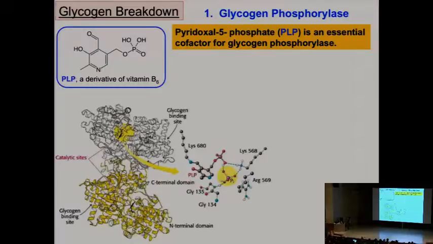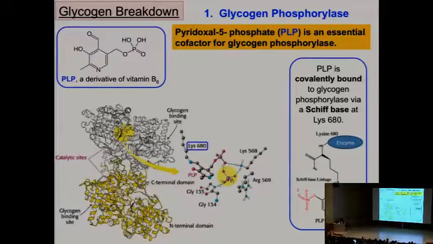Here is glycogen phosphorylase with the PLP in magenta sitting in the active sites. What this diagram is really trying to draw your attention to is this lysine 680 residue. If we look at this, we see that the cofactor is covalently bound to lysine 680. Down at the bottom is the PLP, at the top is the enzyme glycogen phosphorylase with its lysine 680 showing. And there's a Schiff base linking these two together.